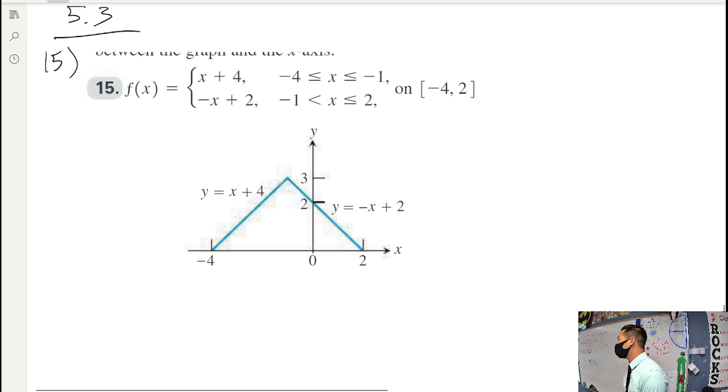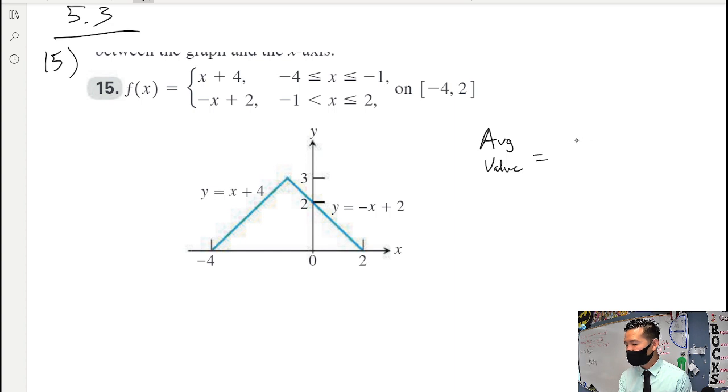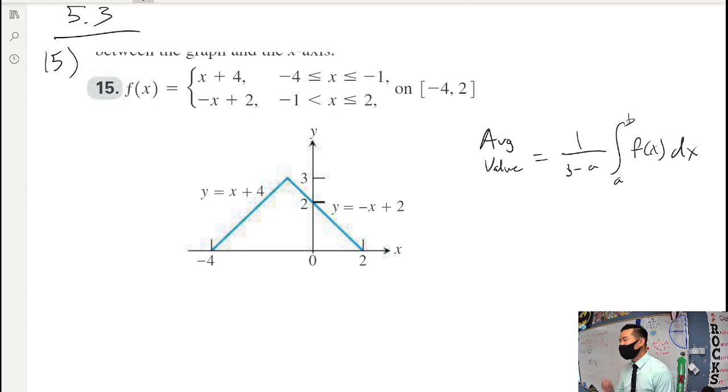If you were looking at a problem like this and they ask, what's the average value? You have to remember the average value of a function is just this equation right here. You remember the equation for the average value? What's it equal to? 1 over b minus a, integral from a to b. Perfect.